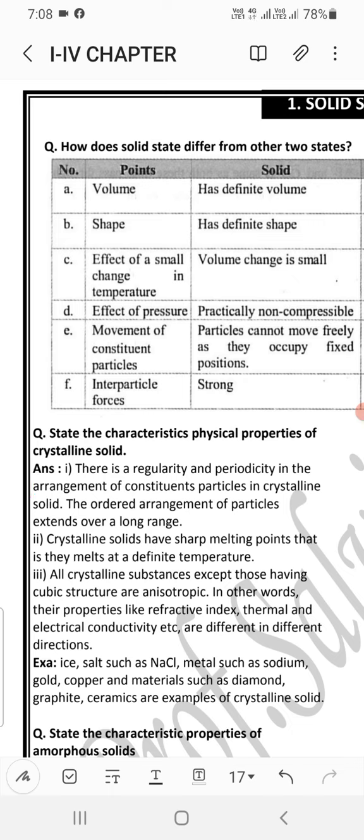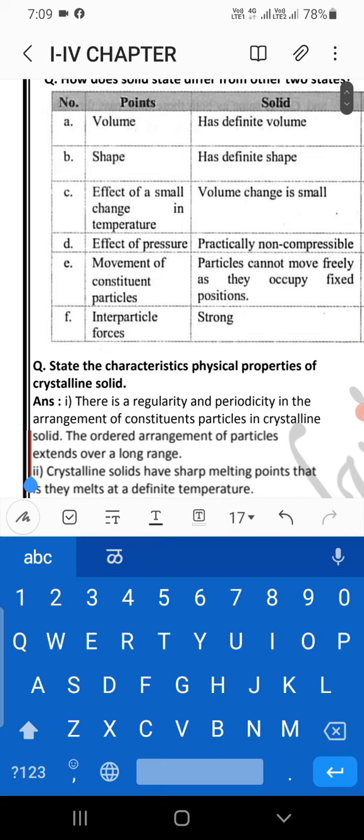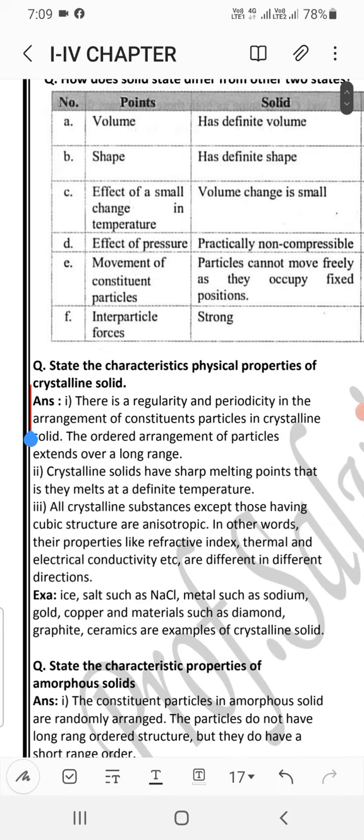About movement of particles. Particles cannot move freely as they occupy fixed positions. So that's why there is no movement of particles in solid. And in solid, the interparticle forces are strong.